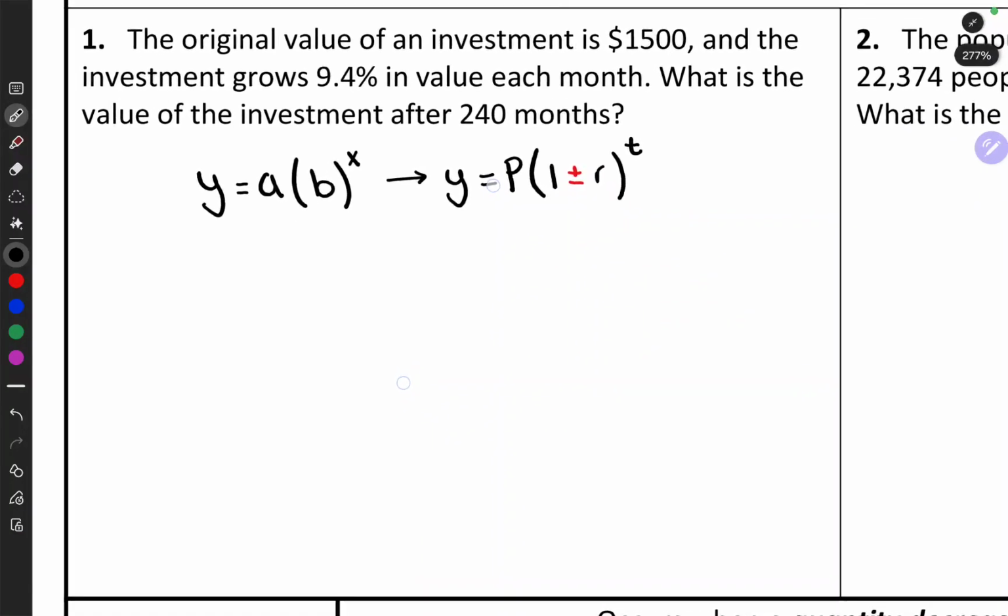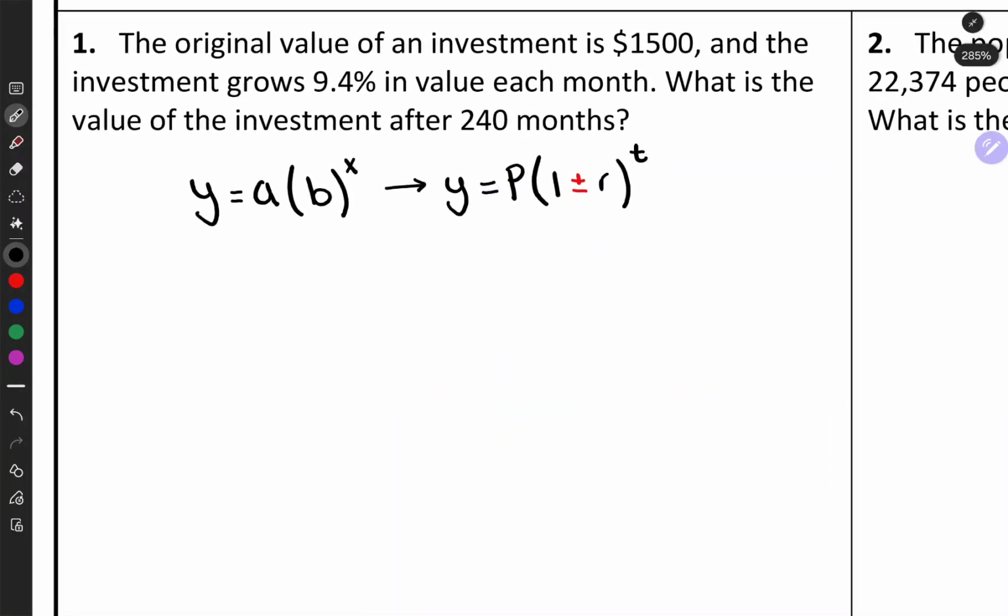Alright, so in this video, we're just going to go over real quickly how to create exponential functions from word problems. We had in 8.1 this version of an exponential function, y equals a times b to the power of x, where b is our base, our growth factor, and a was our initial value.